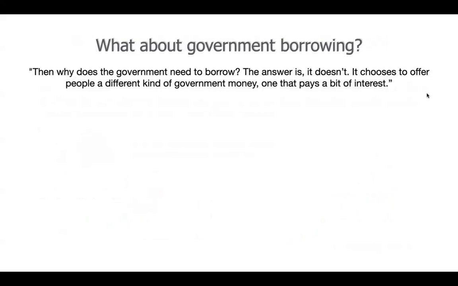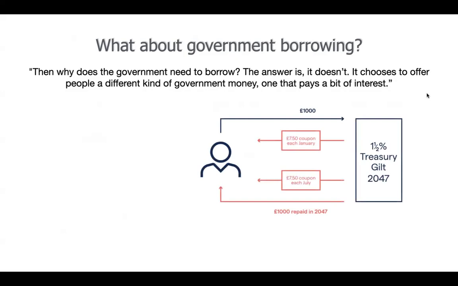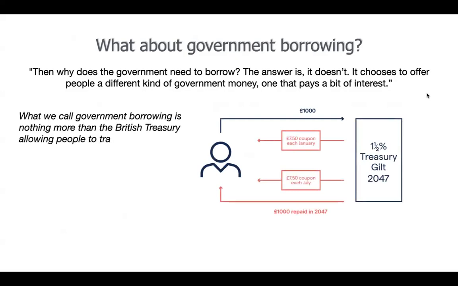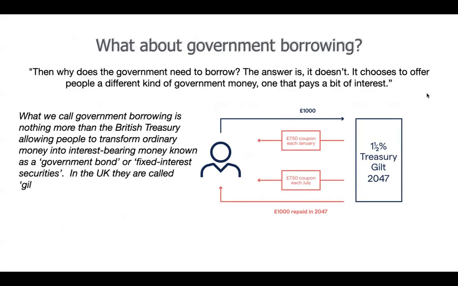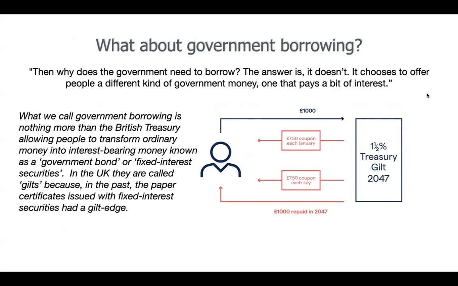Why then does the government need to borrow? The answer is it doesn't. It actually chooses to offer people a different kind of government money, one that pays a bit of interest. So what we call government borrowing is nothing more than the British Treasury allowing people to transform ordinary money, their savings, into interest-bearing money known as a government bond or a fixed interest security.